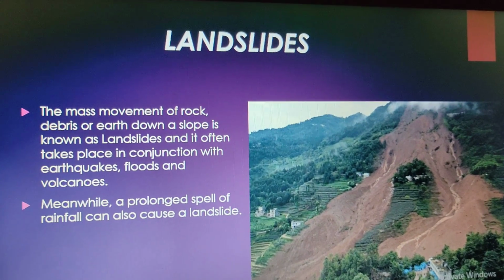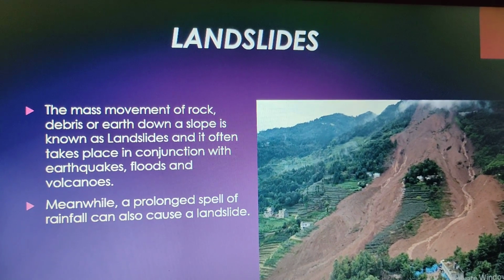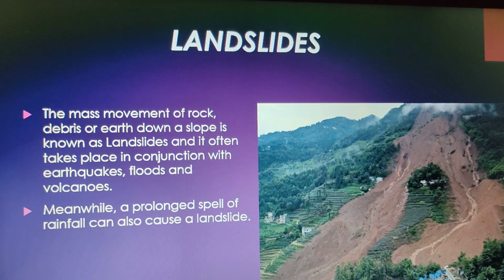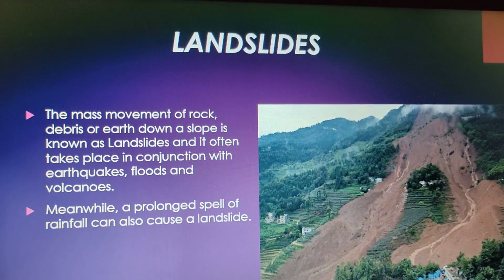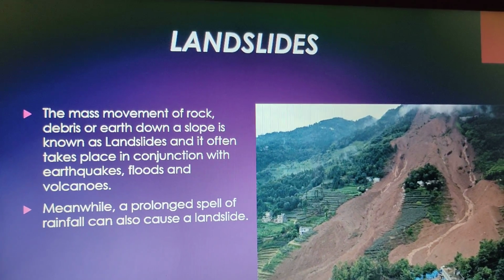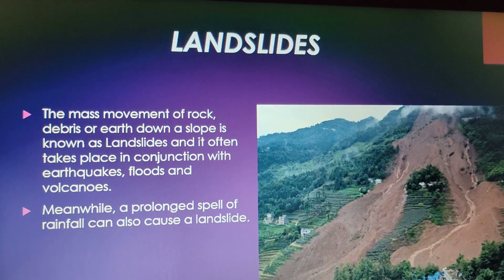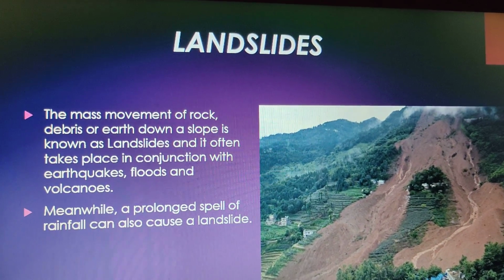Now, landslide, we have already discussed. The mass movement of debris or earth down a slope is known as a landslide, and it is often caused by earthquakes, floods, and volcanoes. Also, continuous heavy rainfall leads to landslides.